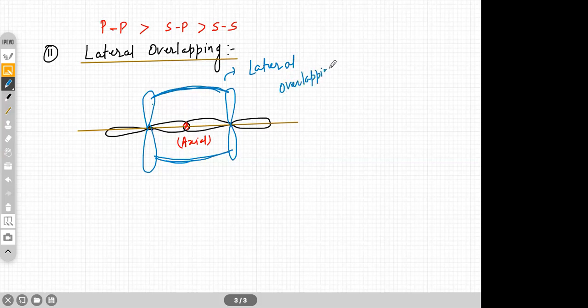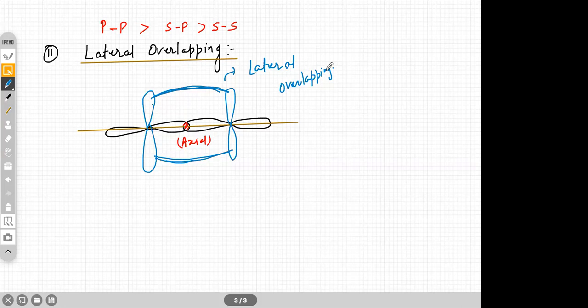Did you get it? No, see, in lateral overlapping d orbitals can form. We have d pi bonding. We'll see that later. But usually we don't consider the extent of overlapping in d orbitals. It's not possible for an s orbital. Lateral overlapping is not possible for an s orbital because s has only one orbital, so we always have a line which is passing through the two nuclei. So ss always gives you axial overlapping.